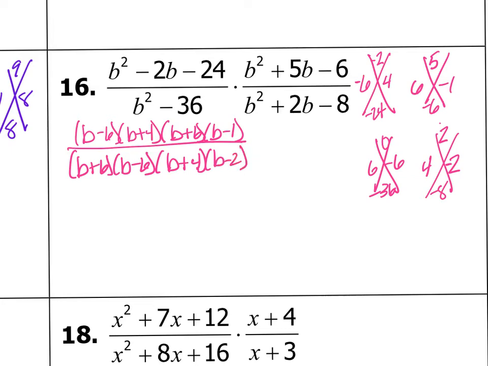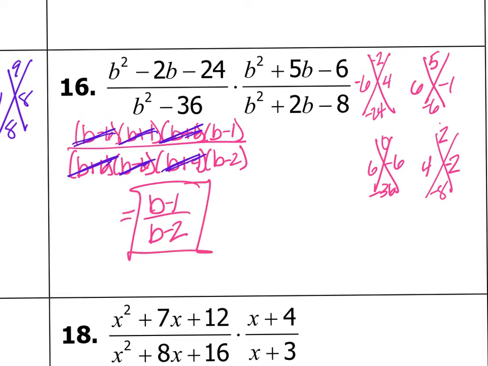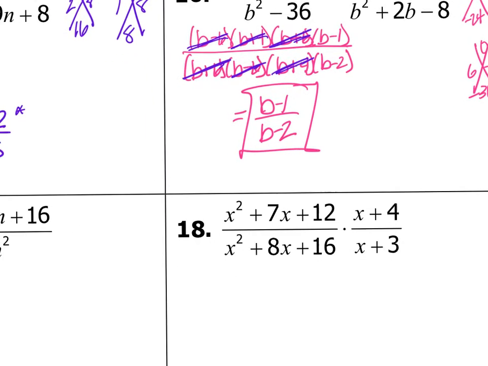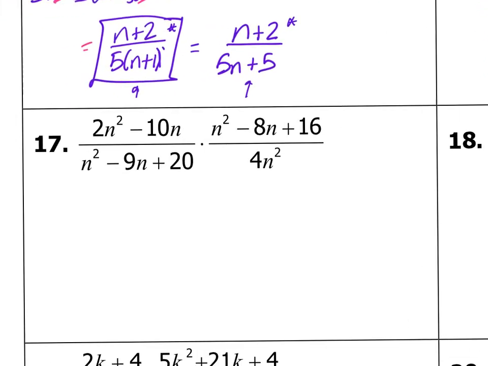So we've got all of our factoring done. Now I need to make some ones. So I've got b minus 6 and b minus 6, b plus 4, b plus 4, b plus 6, b plus 6, and that seems to be it. So my numerator is b minus 1, my denominator is b minus 2, and there's my answer. Good job, you guys. So let's go to the next one.